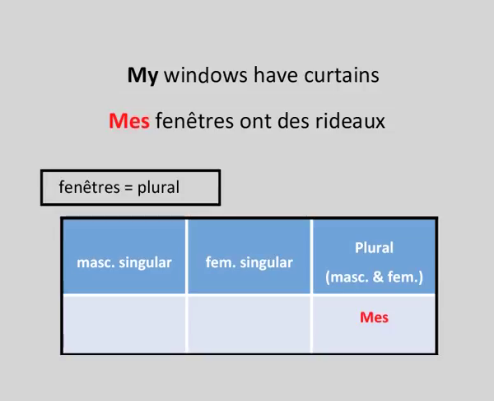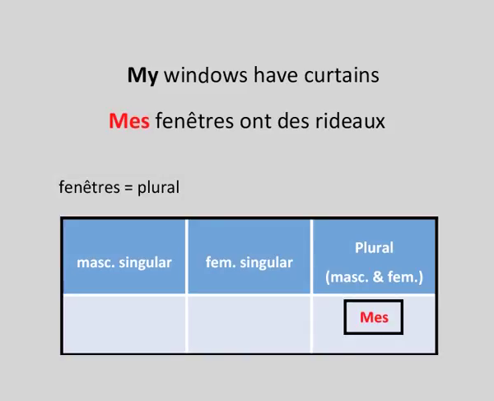Fenêtres is a plural word, so the possessive adjective that precedes it must match with its number. The gender of the noun is not important in this case. Mes is the only plural form of the possessive adjective associated with the singular form of the first person.